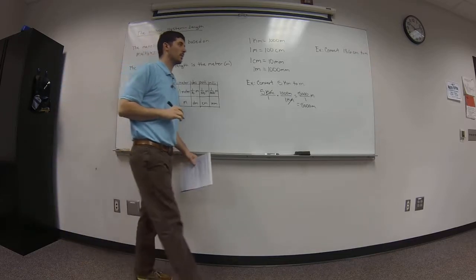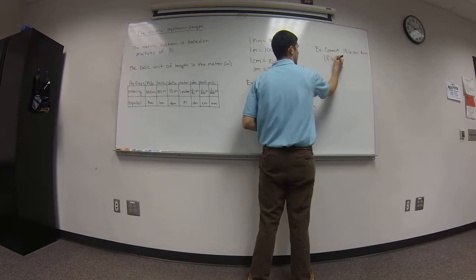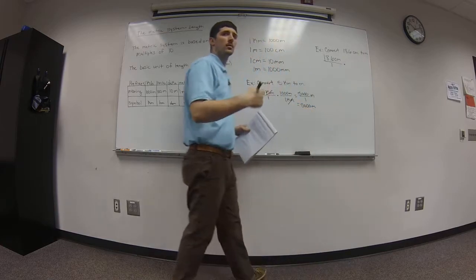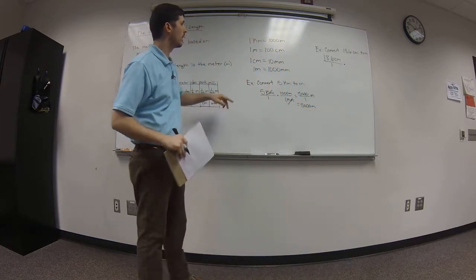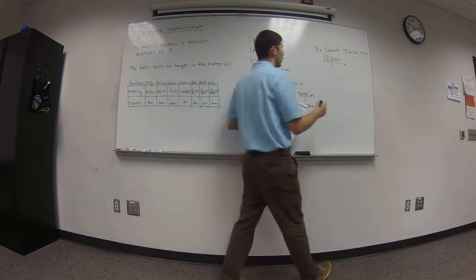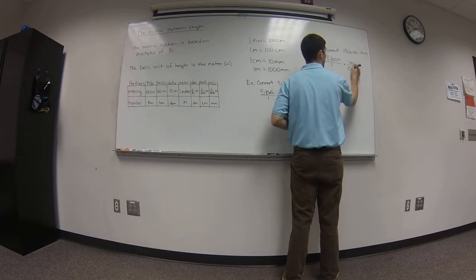Hopefully you had some time to figure it out, so let's look at it. We're going to start with what's given, 18.6 centimeters. Again, I'm going to place it over 1 times some relationship of centimeters to meters. So let's look here. Centimeters to meters, here we go. 1 meter is equal to 100 centimeters.